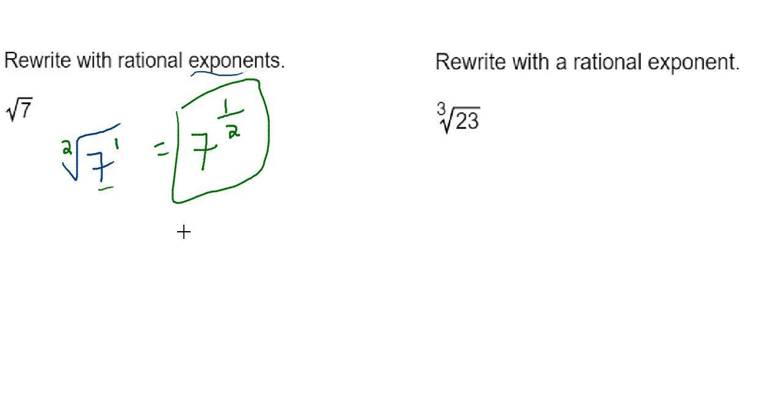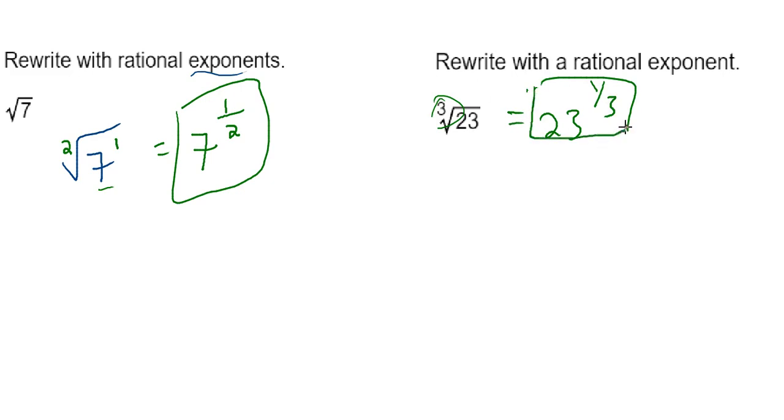And you might also use the thing I mentioned earlier, that a square root is a 1/2 power. A 1/2 power is a square root. A cube root is a 1/3 power. So if you want to use that shortcut here, I can rewrite this as 23. Because this is a cube root, I'm going to raise this to the 1/3 power. And that's all there is to that.